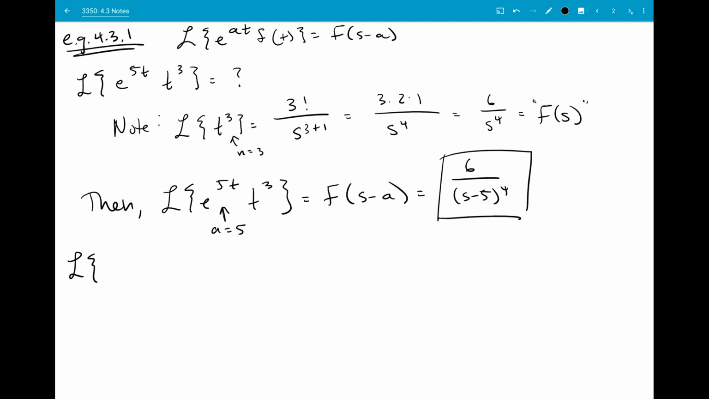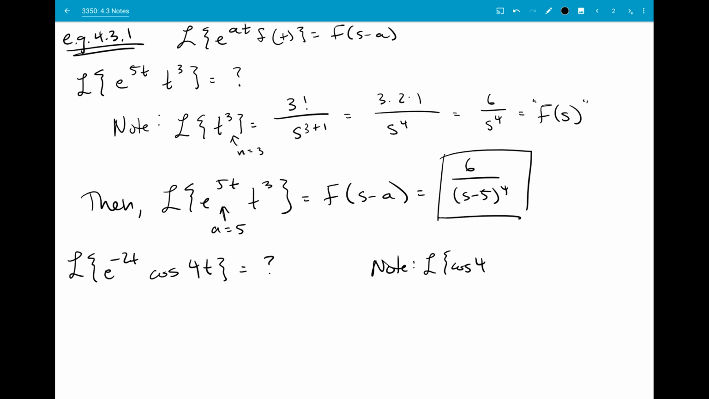Going a bit more quickly, let's just do one more quick example. If we wanted to do L of e to the minus 2t cosine 4t, we would remember that L of cosine 4t is going to be that kind that has s squared plus k squared on the bottom. And then on top, the cosines are the ones that have s's. The sines are the ones that have k again. And that's our k equals 4.